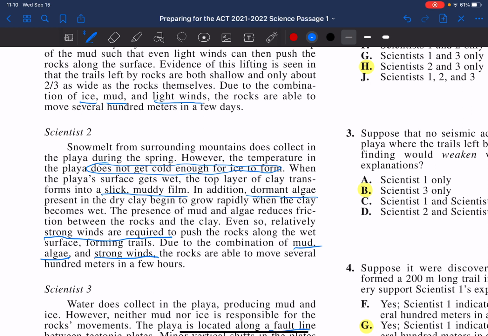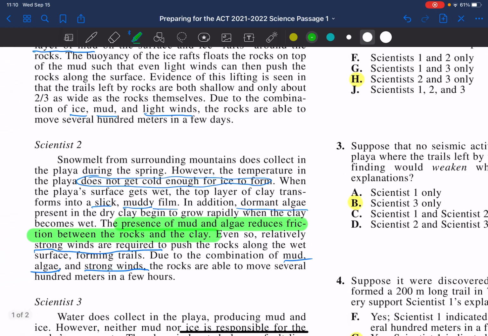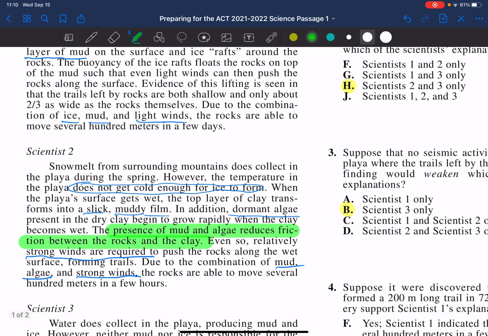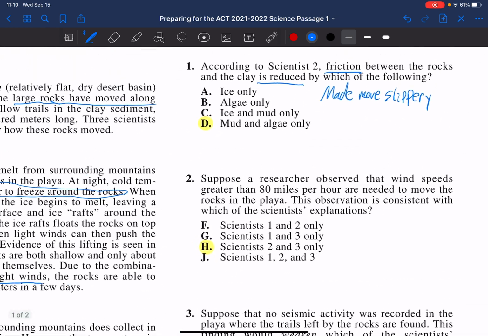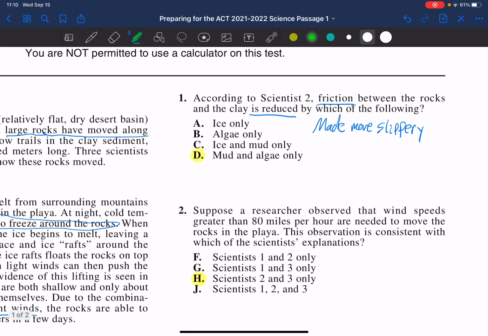And it says it actually right here. The presence of mud and algae. Presence of mud and algae reduce friction between the rocks and the clay. So oftentimes you'll have a question where you just look at the phrase and that right there will tell you what the answer is. So that phrase right there, that clues us in as to why the answer was letter D for number 1. All right, number 2.